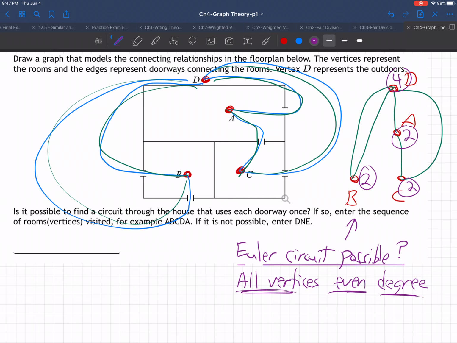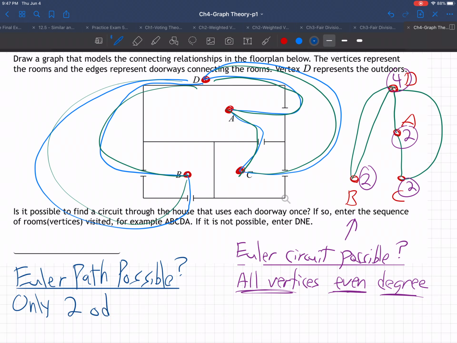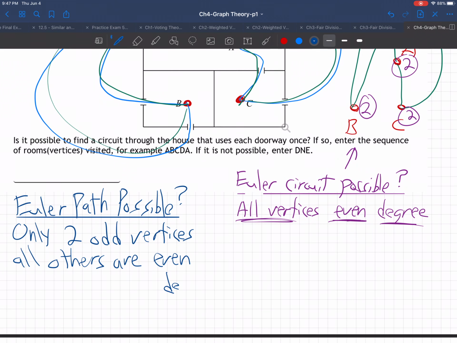So yes, it's possible. Now, other examples you might get in the homework is an Euler path. When is an Euler path possible? Let's make sure you know that. That's not this question, but there's other versions of it. It's when you have only 2 odd vertices and all others are even degree. These are degrees.